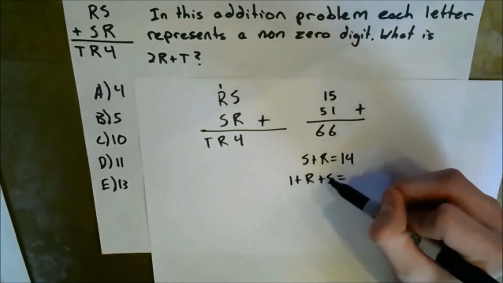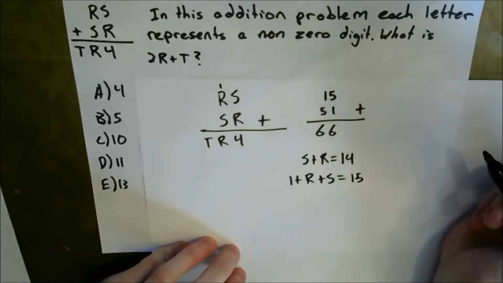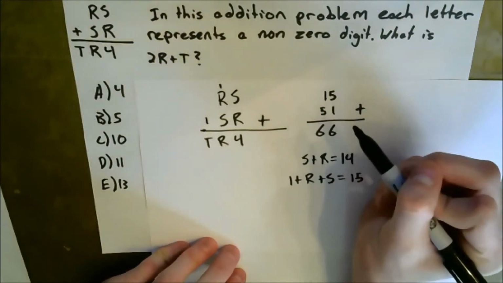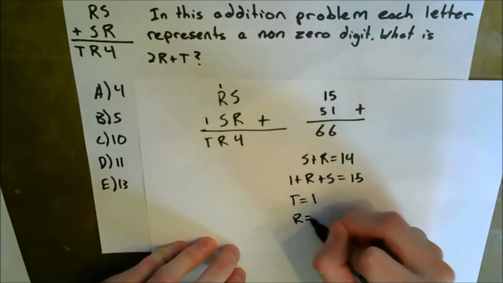But we see this is the same addition. You can switch the order, and it's going to be 1 more. So it's going to be 15. And then we carry the 1 over, and then there's nothing left here. So we see t is going to be 1, and r is going to be 5.